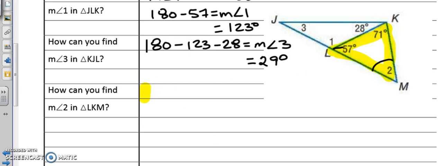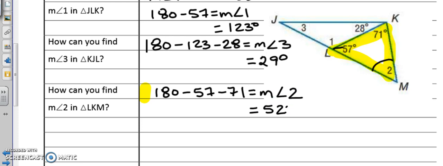Whoop, back to my highlighter. All right, we've got 180 degrees, the total, and I'm going to minus this just like I did above to come up with the missing value. So I've got 180 minus 57 minus 71 is equal to the measure of angle 2. And in the calculator it goes, and I'll end up with 52 degrees.